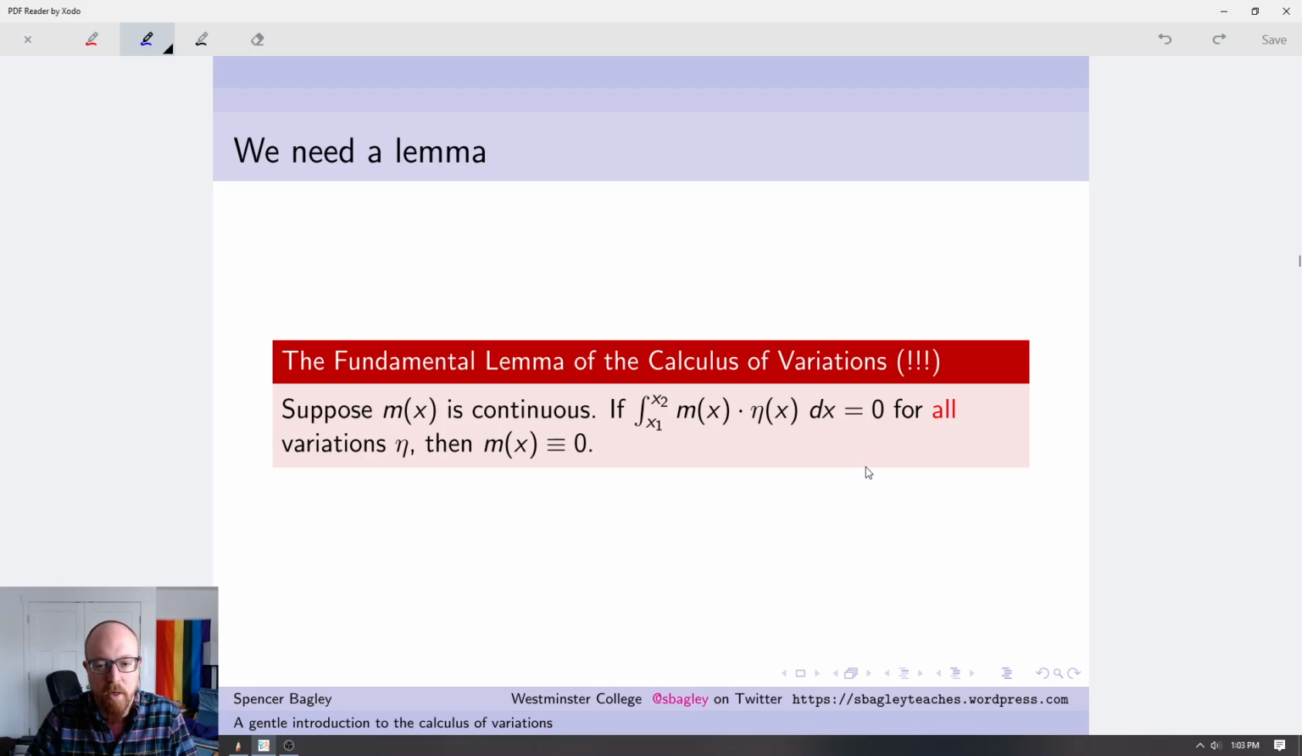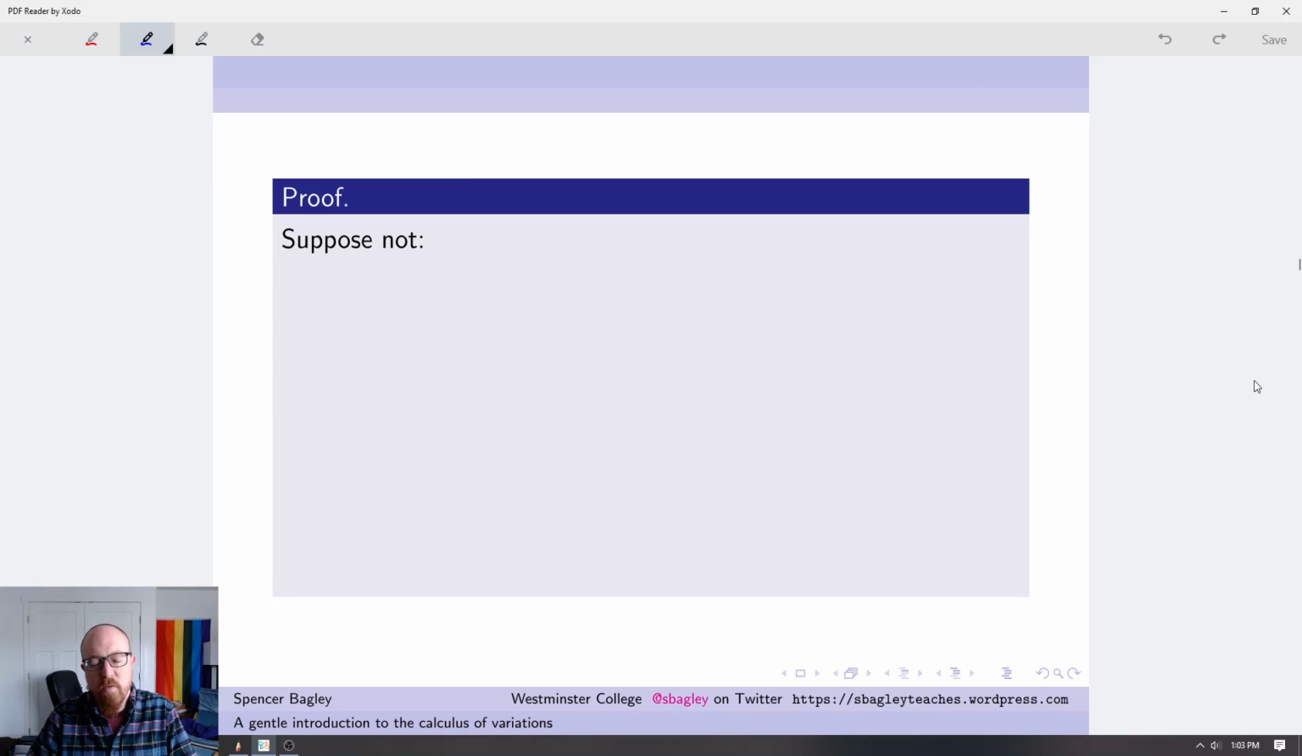Okay, let's see how the proof is going to go. The proof is fun. It relies on a little bit of analysis, but nothing too scary. We're going to do it by contradiction. We're going to suppose not. We're going to suppose that m is not the constant function 0, which means that somewhere it's got to either be above 0 or below 0. Without loss of generality, we'll say above. There has to be some special x star where it's above 0.